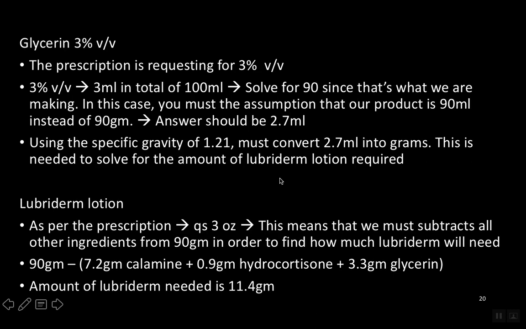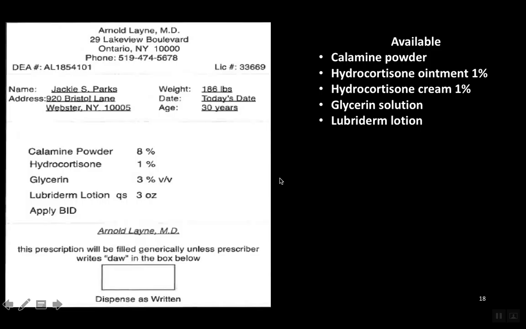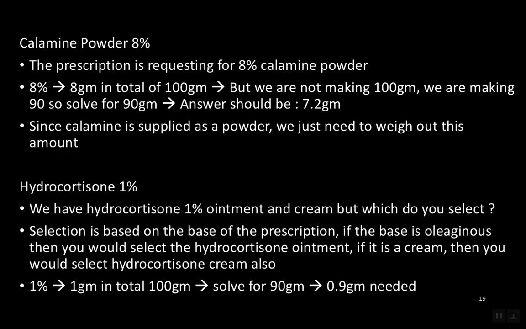I hope this makes sense, right? So look. The prescription is asking for 1 gram, right? So for 1 gram in every 100, right? But you're not making 100, you're making just 90. So in this case, if you take a look closely and you solve for it, it's going to be 0.9 grams of this hydrocortisone 1% that's supplied to you that you're going to need. Notice how it's the same concentration, but that's totally fine. So even easier, you could just weigh it out, right? You don't need to really set up another proportion.